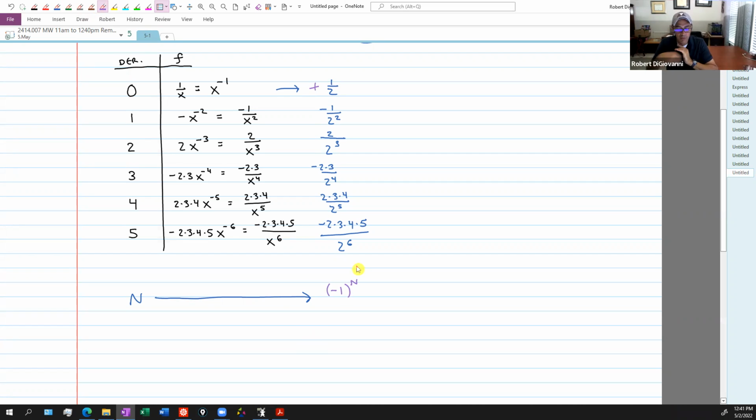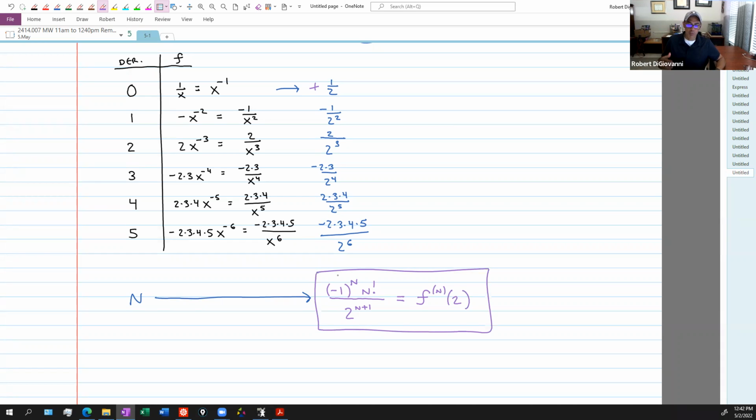Now, what about the numerators? What are the numerators? 1, 1, 2, 2 times 3, 2 times 3 times 4, 2 times 3 times 4 times 5. It's n factorial. Whatever n we're at, 5, that's the factorial on top. So this should be n factorial on the top, over, right? Over what? Isn't that 2 to the n plus 1? It's always one more power than what derivative we're on. This is what the nth derivative at 2 looks like.